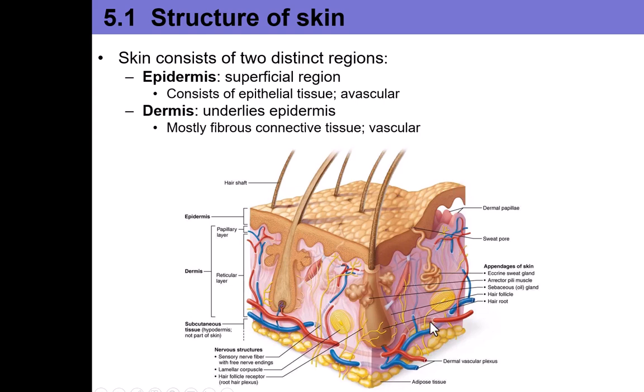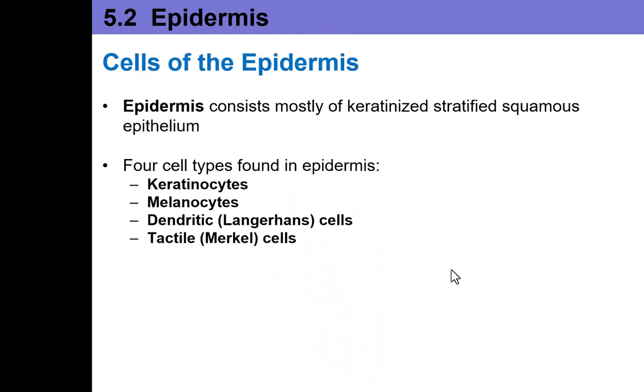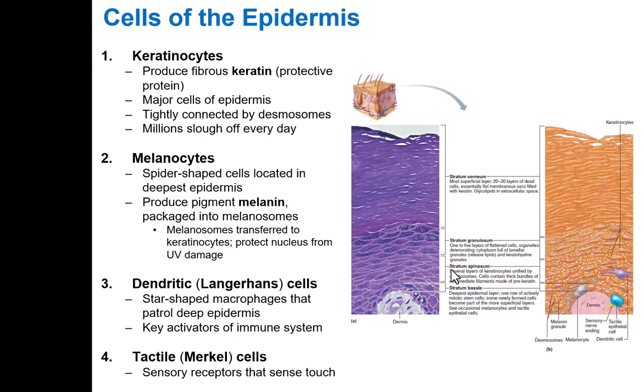And then underneath that, in the pink region of this image, is the dermis. And it's made up of connective tissues, so it will be very vascular. And you can see blood supply, you can see nerve endings, all kinds of stuff in that dermis. Let's talk about the epidermis. So it's mostly stratified squamous epithelium, and more specifically, keratinized stratified squamous epithelium.